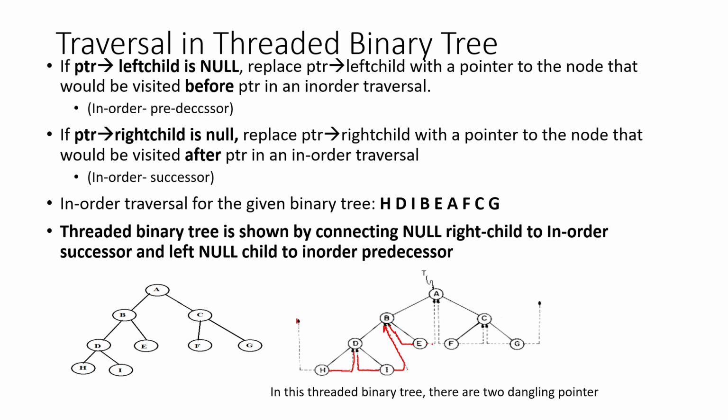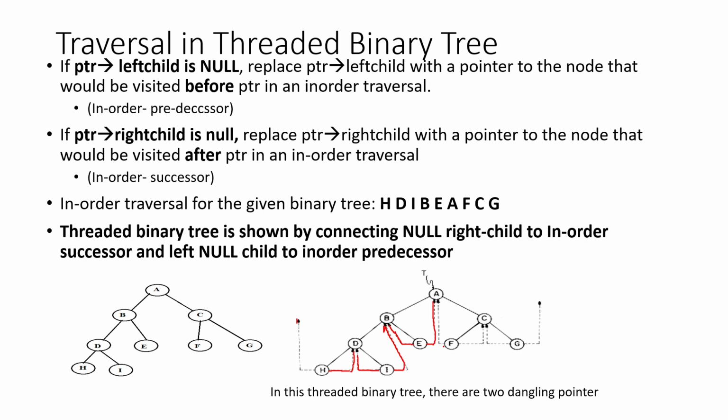You have to connect to the in-order successor. Here you can see the in-order successor of E is B. You have to connect it here. Then F is a leaf node. It has right link null and left link null.